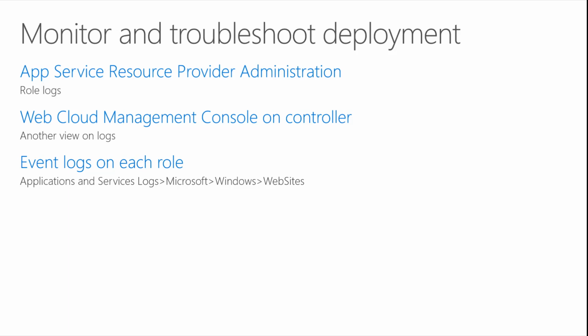Also, there are role logs on the App Service Resource Provider Administration. There's another view of logs in the Web Cloud Management Console on the controller. And there are event logs on each role for application and service logs. But if you get to that point where you really have that many difficulties, you're probably going to be entering a support call, because to get to all these logs and roles in the various places, it's sometimes just quicker to call support, unless you've been there, done that before. But generally, it's not something that has to be parsed through a lot.